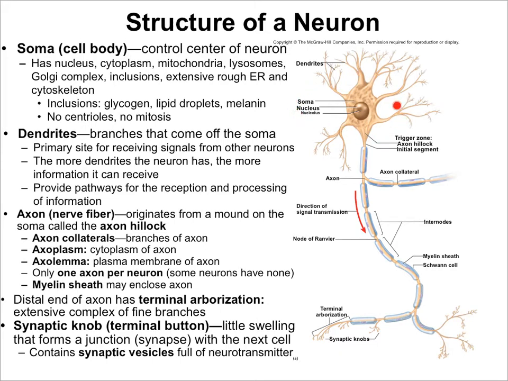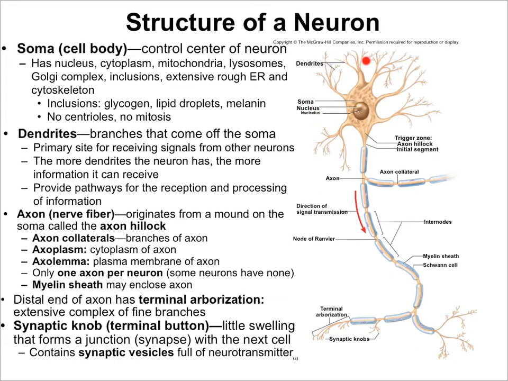The cell body, or soma. This is the area that has the nucleus, the cytoplasm, most of the mitochondria, pretty much all of the organelles in the neuron. This is where most of the stuff gets made, whether you're talking about neurotransmitters or proteins or energy or what. Most of that gets made in the soma.